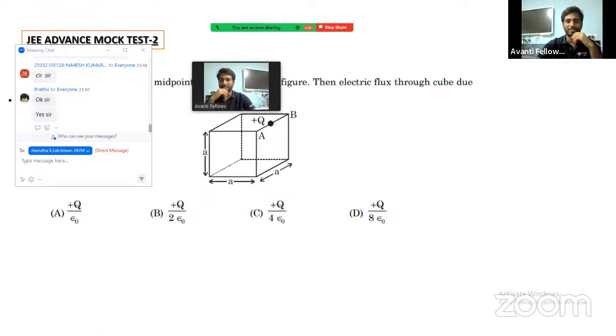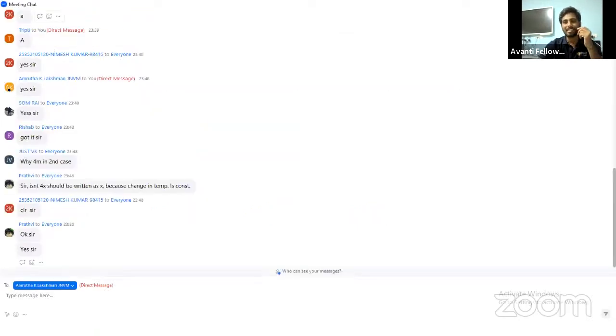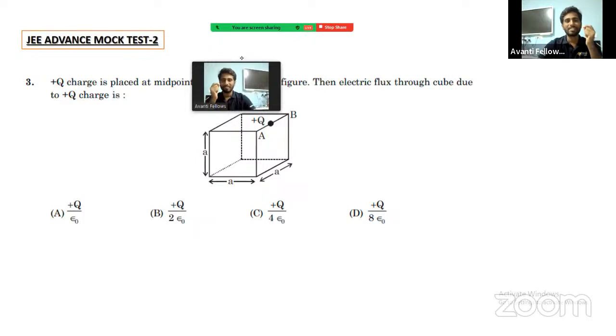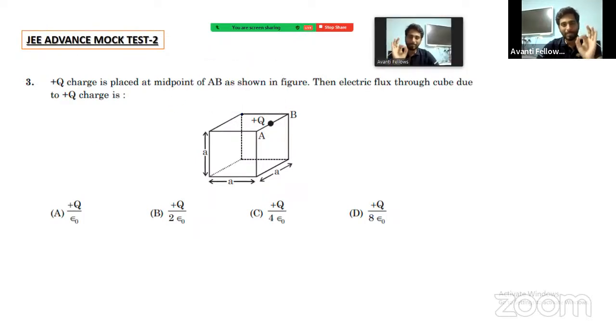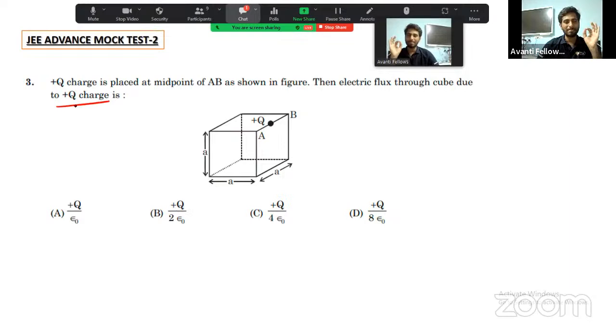Okay, next question, guys. This is actually a CBSE question. Let me know which is the correct option. A charge Q is placed at the midpoint of AB. A और B के बीच में एक charge को place किया है. And the electric flux through the square due to the charge plus Q is given by. कौन सा answer correct है?